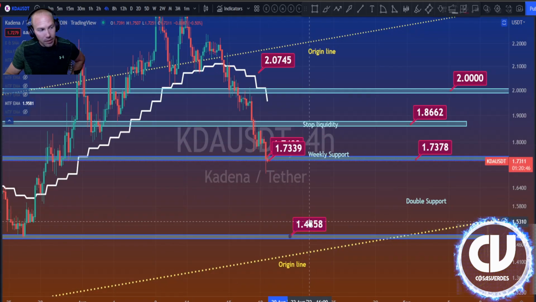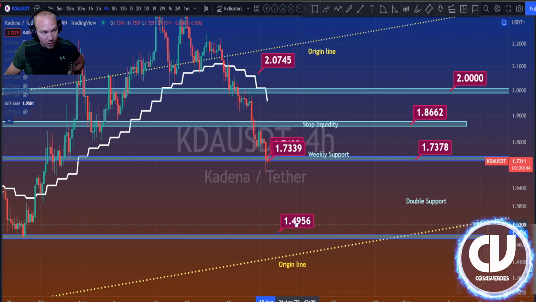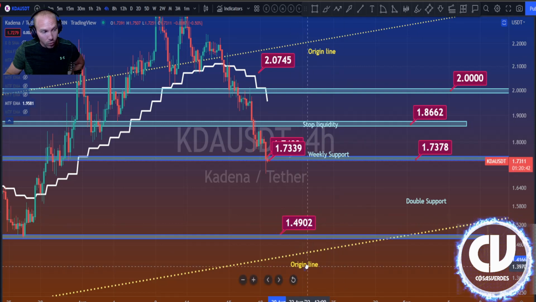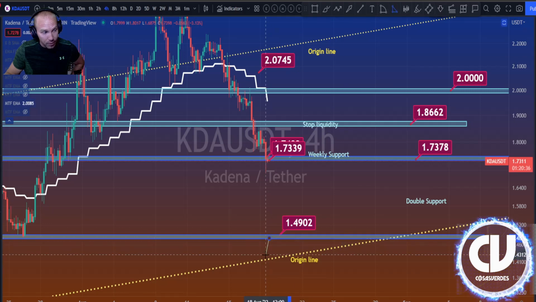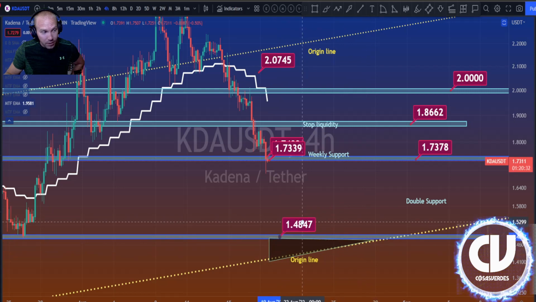The lower immediate target is about $1.50, but just under $1.48. But you have an origin line down here. So if it does accelerate to the downside, you're actually going to have a triangle that's going to be your trampoline here. It could stop anywhere in that triangle. It doesn't have to bounce at $1.50.